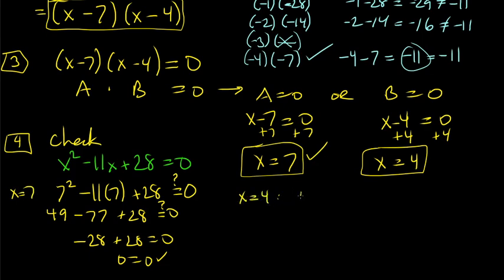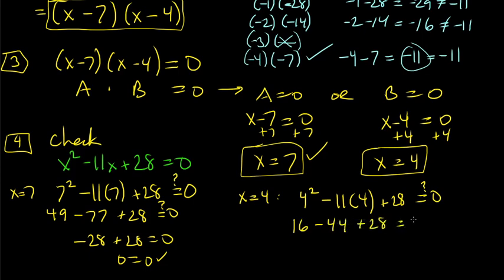Here we were checking x equals 7. Now let's check x equals 4. So 4 squared minus 11 times 4 plus 28. Does that equal 0? All right, 4 squared, 4 times 4 is 16, minus 44 plus 28. 16 minus 44, you can use your calculator, is negative 28. And negative 28 plus 28 is indeed 0. So now we know x equals 4 also works.